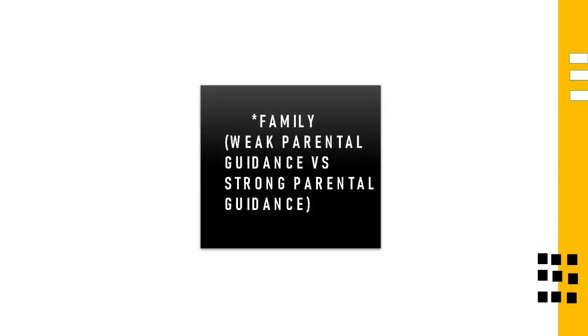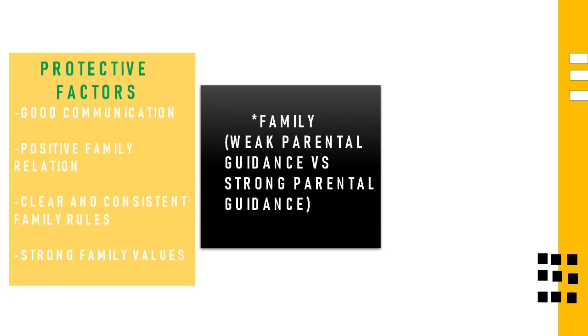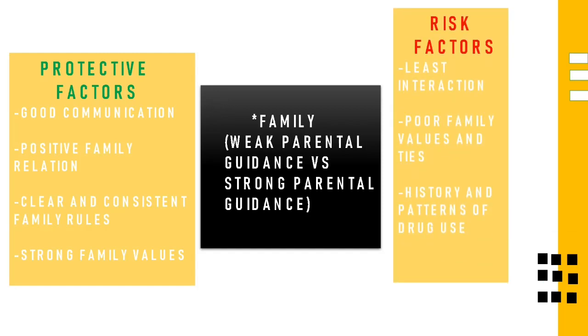Number 2. Family. Weak parental guidance versus strong parental guidance. The examples of protective factors are good communication, positive family relation, clear and consistent family rules, and strong family values. The risk factors are disinteraction with each other, poor family values and ties, history and patterns of drug use.